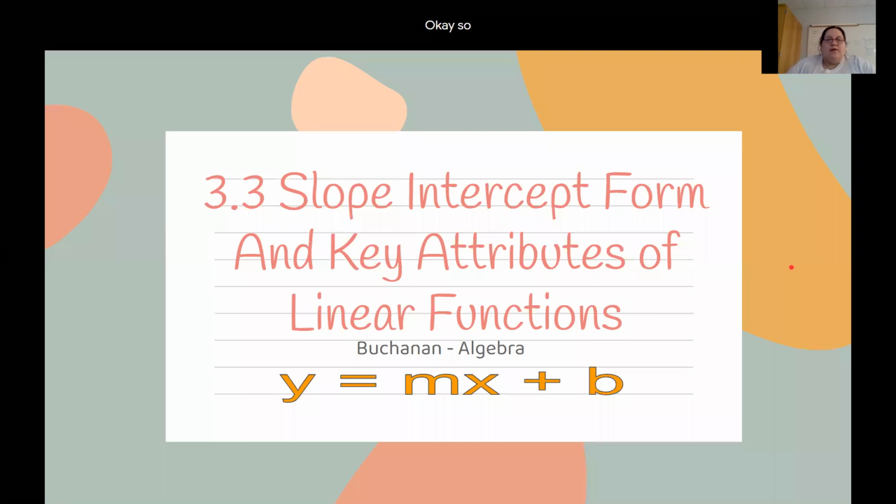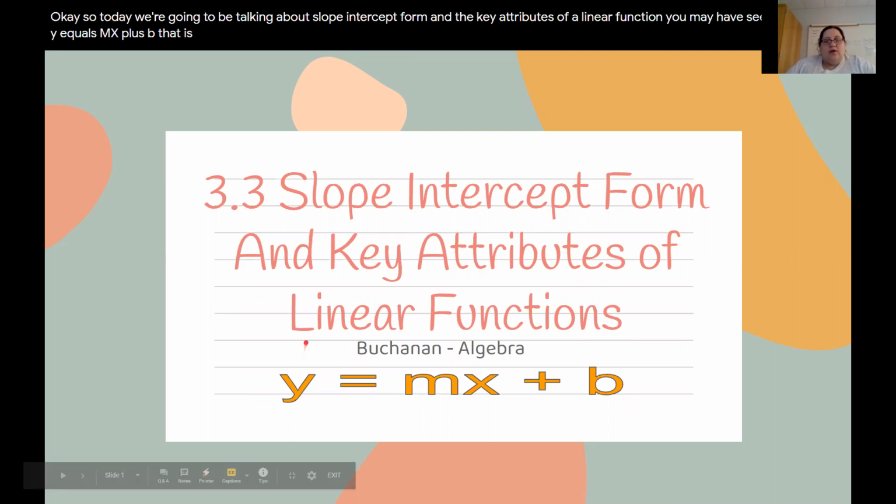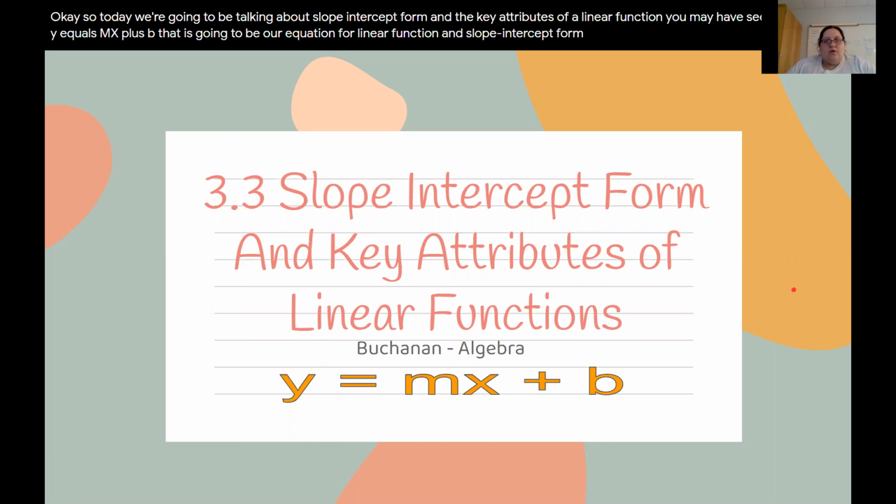Okay, so today we're going to be talking about slope-intercept form and the key attributes of a linear function. You may have seen this before, y equals mx plus b. That is going to be our equation for a linear function in slope-intercept form, and we'll go over that here in a minute.